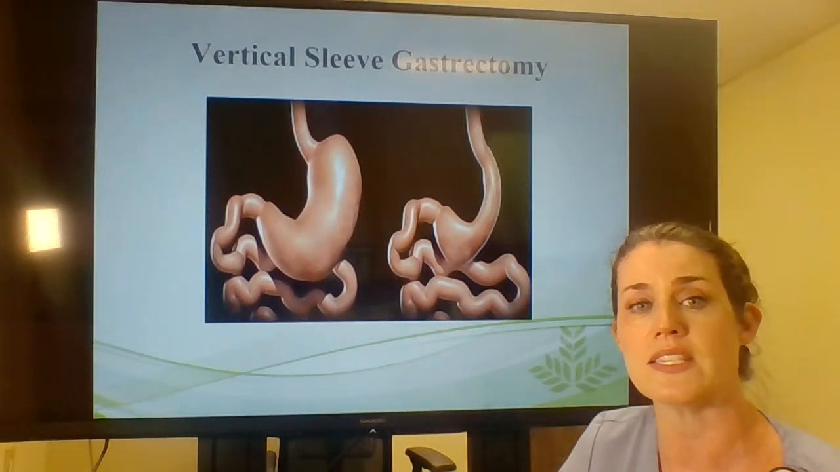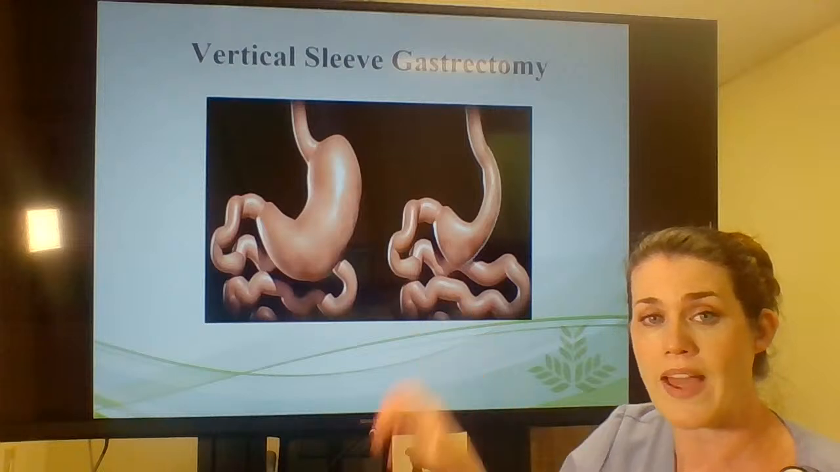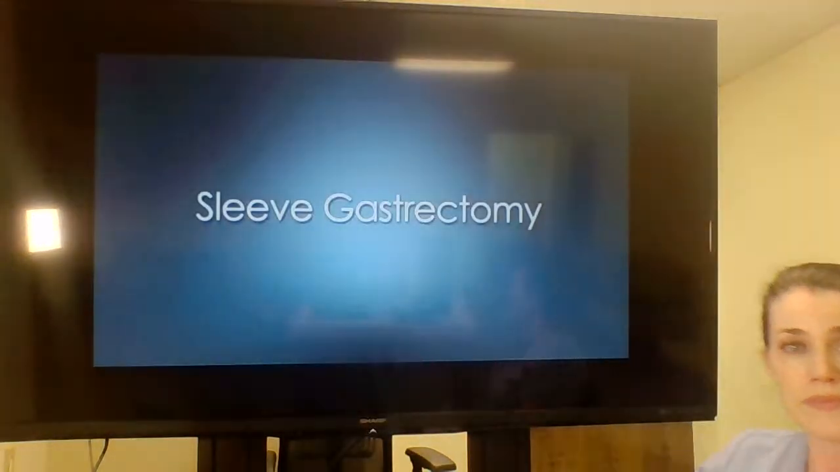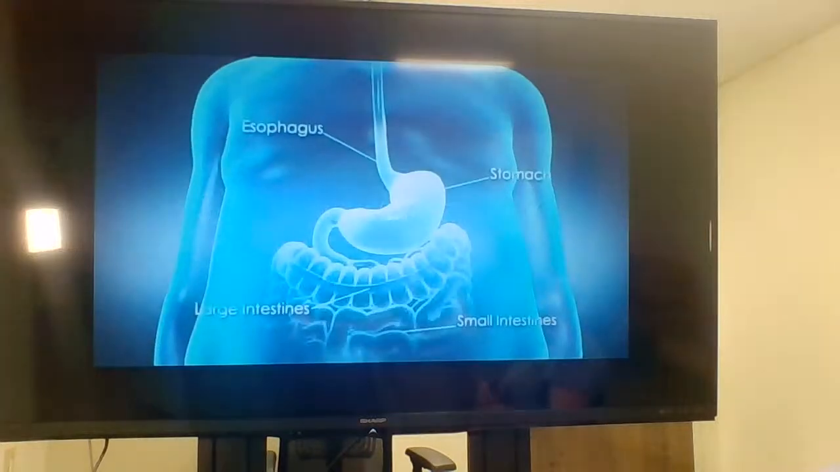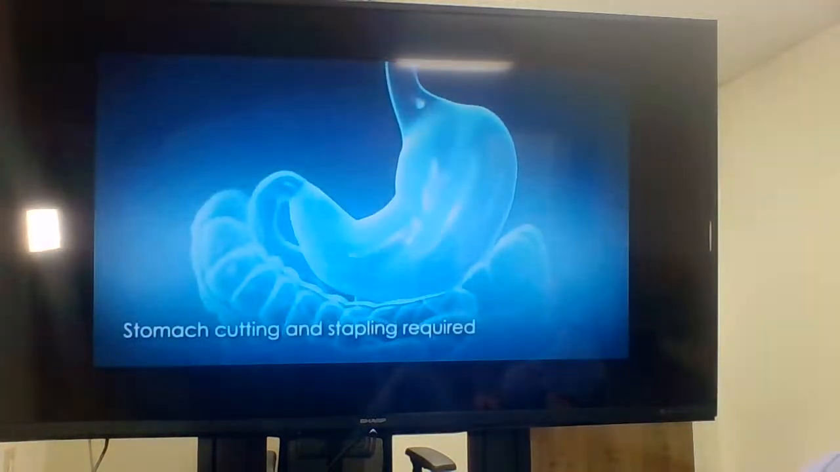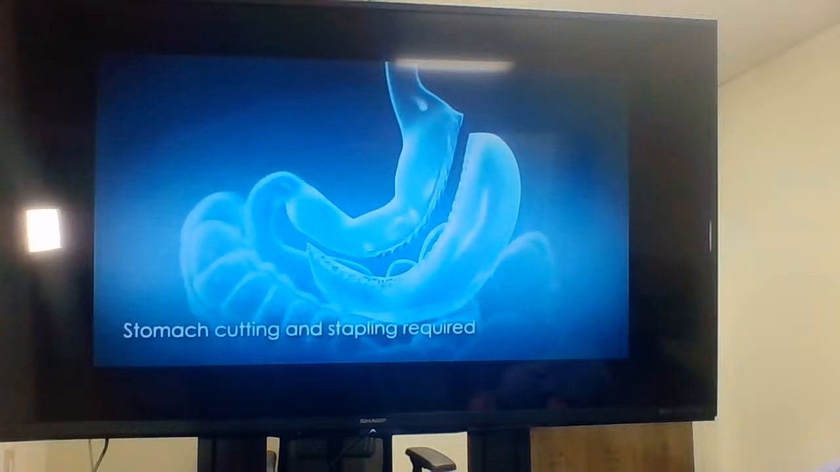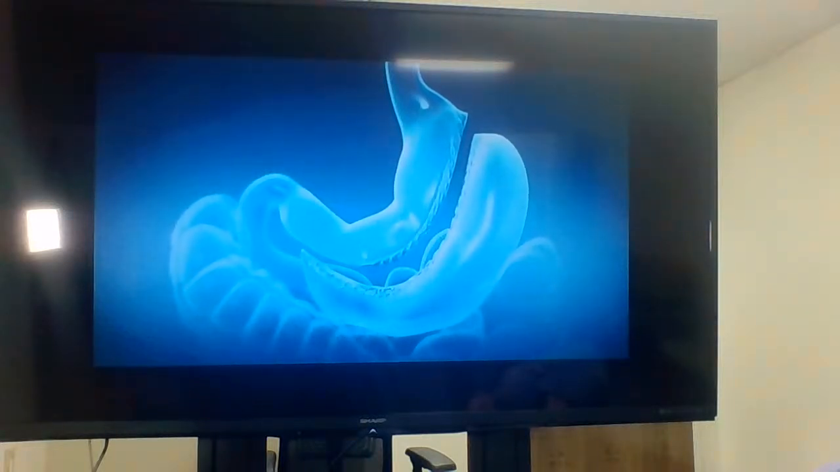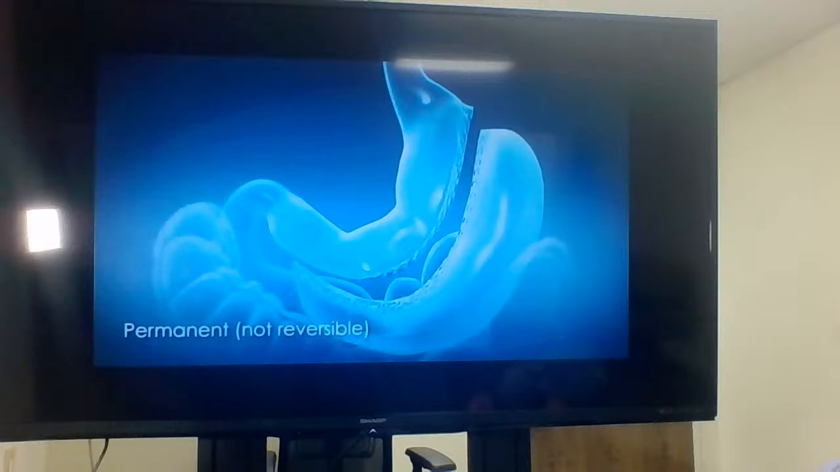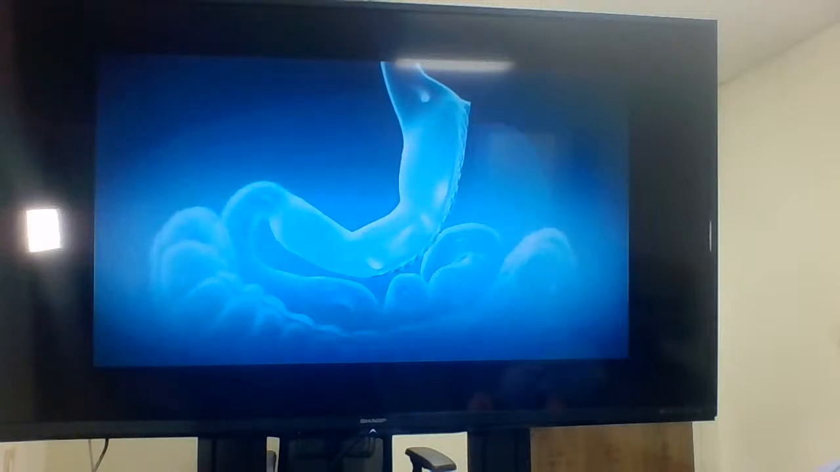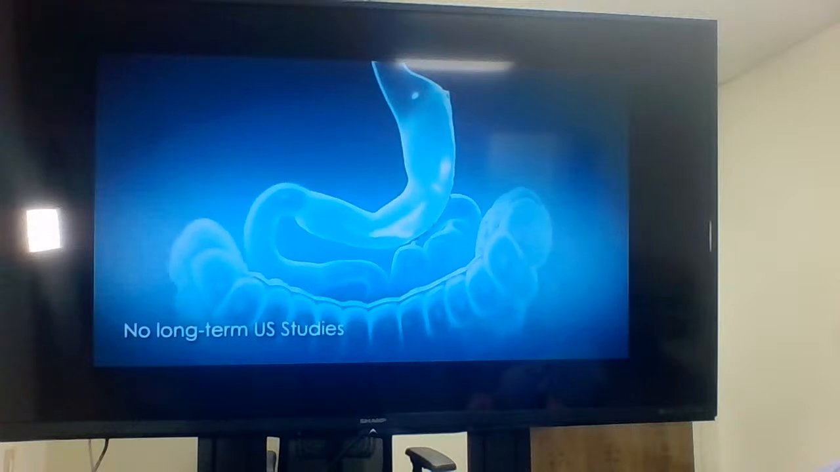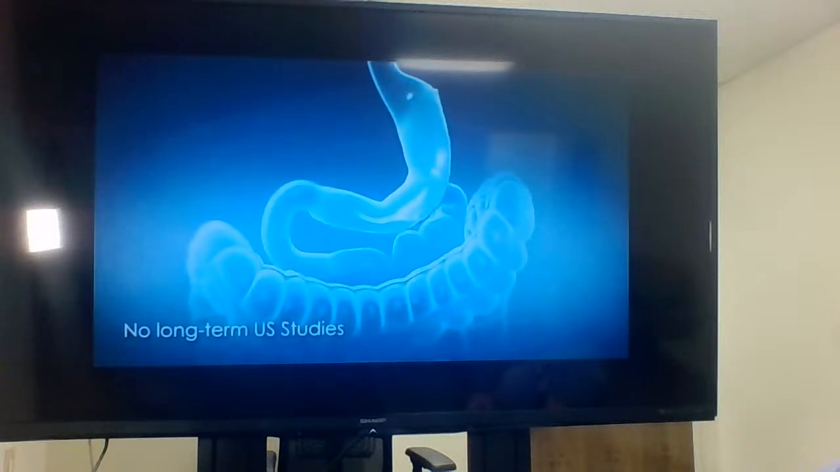It simply reduces the size of the stomach, cuts away about 80% of the stomach, and makes it smaller. Sleeve gastrectomy is a restrictive procedure that limits food intake by cutting and stapling a thin vertical section of the stomach to make a smaller, narrower stomach pouch. The remaining larger portion of the stomach is then permanently removed. Unlike gastric bypass, there is no rerouting of the intestines. However, the sleeve gastrectomy involves permanently removing a large portion of the stomach.